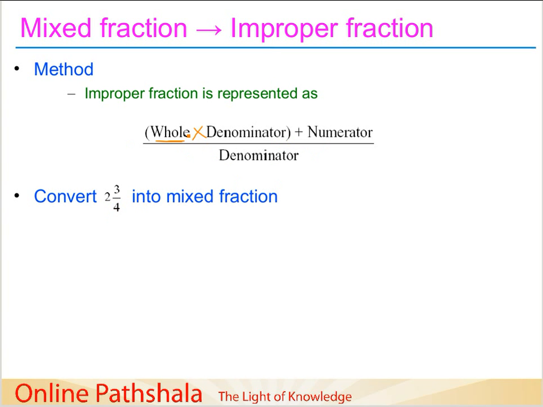What is the whole? The whole is 2 in this case. So 2 multiplied by the denominator. What is the denominator? It is 4. So 2 into 4, and what do we add to it? The numerator, that is 3. And the denominator remains the same. So we have 2 4s are 8 plus 3, divided by 4, which is 11 by 4. So this was an example in which we converted a mixed fraction into an improper fraction.